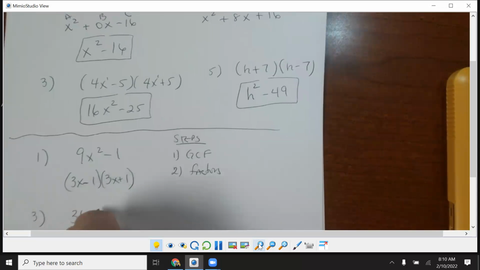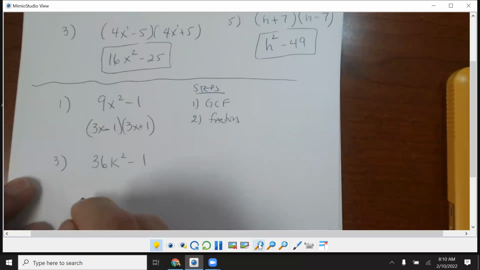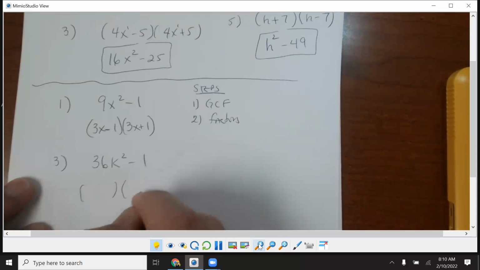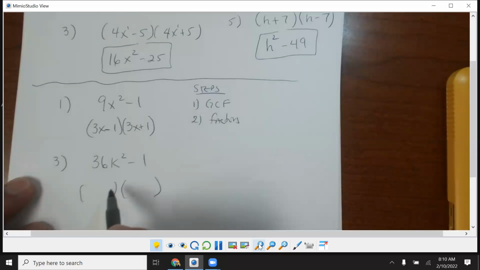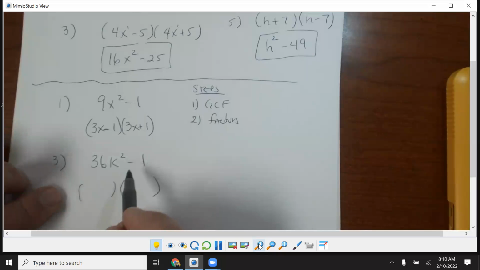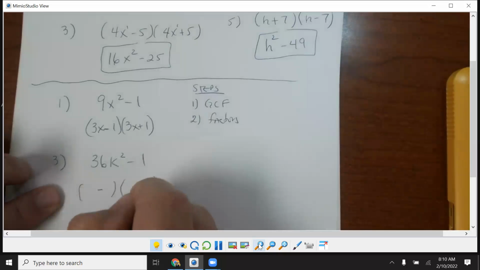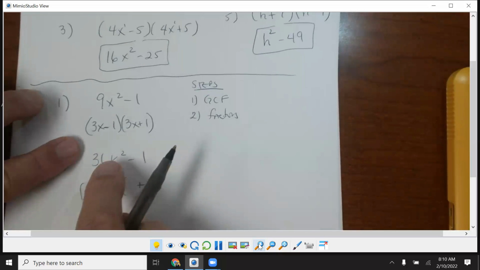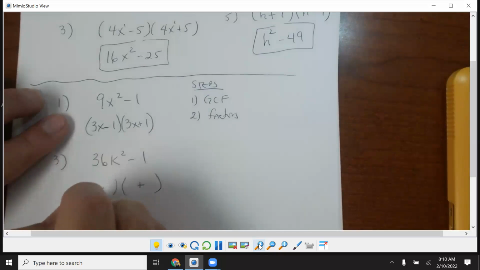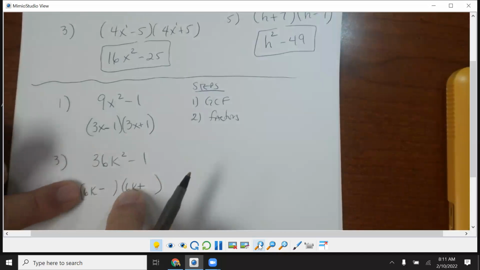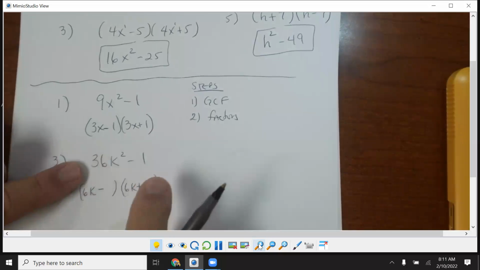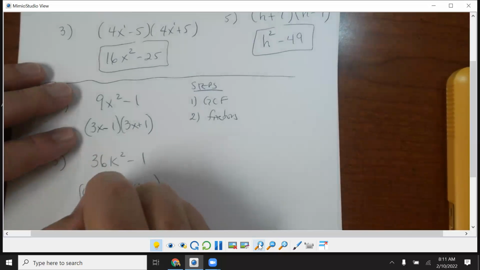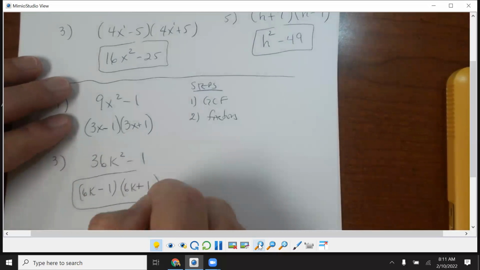All right, let's try another one. I don't have a middle term. I'm trying to find factors. Factors means two things multiplied together to give me this. No middle term, so that means they're going to be the exact same thing. One will be a minus, one will be a plus, and it doesn't matter which one's minus or plus. So what times what is 36? That's 6 with a little k, because there's a k there. 6 here, because 6 times 6 is 36. 2 k's makes that. What times what gives me 1? 1. There's my answer.